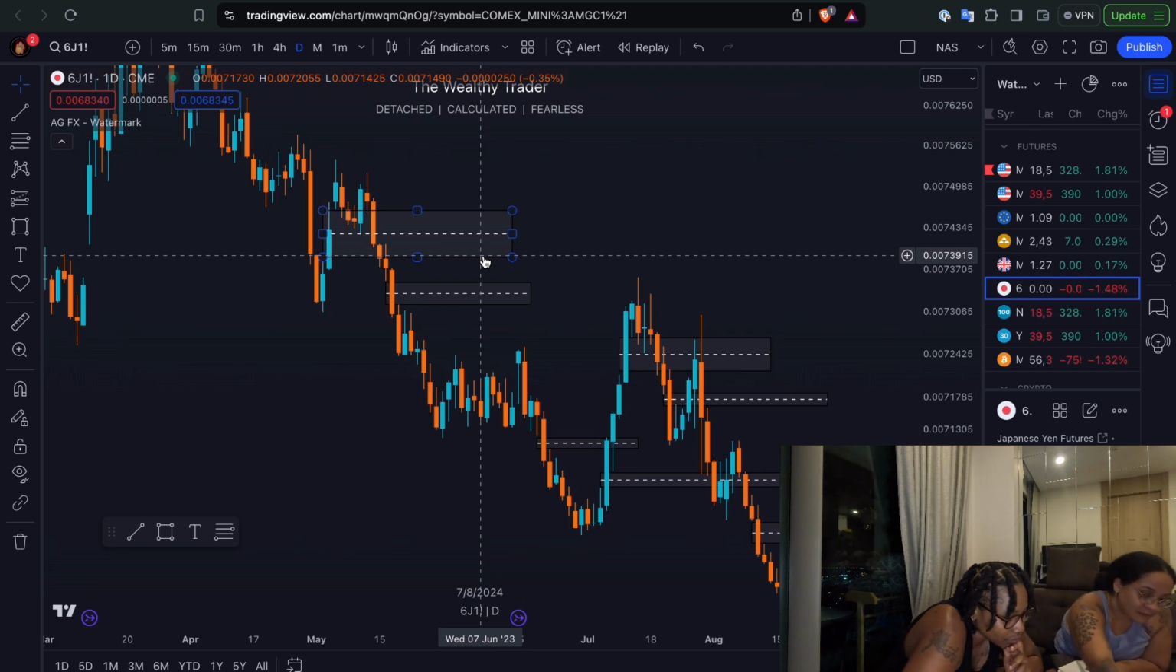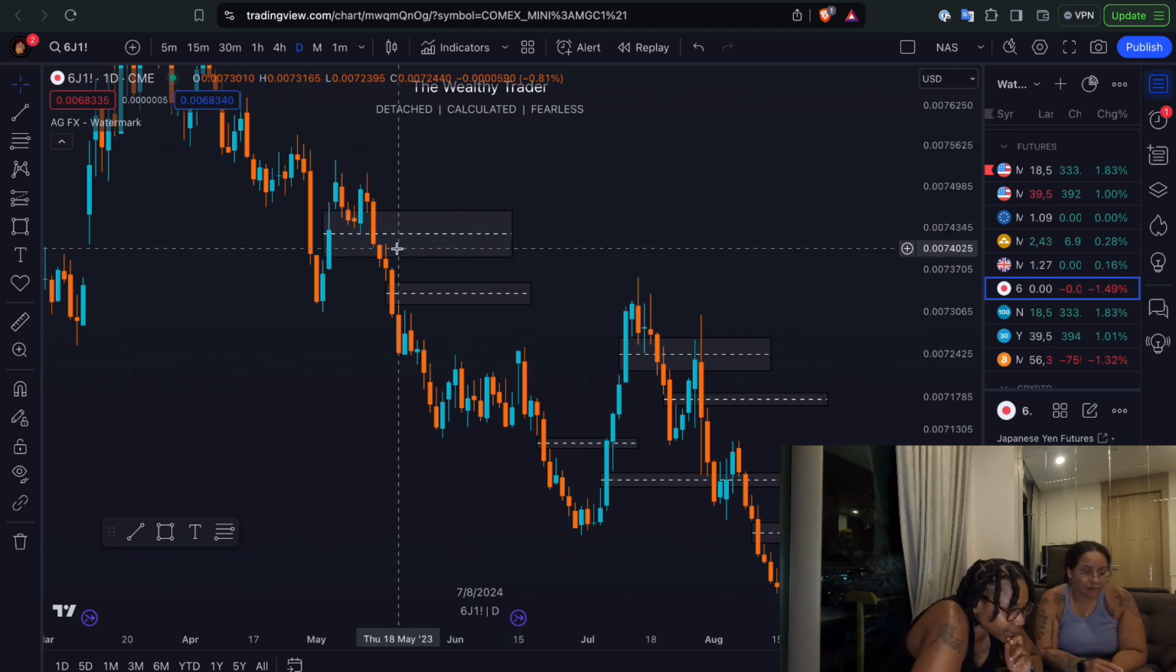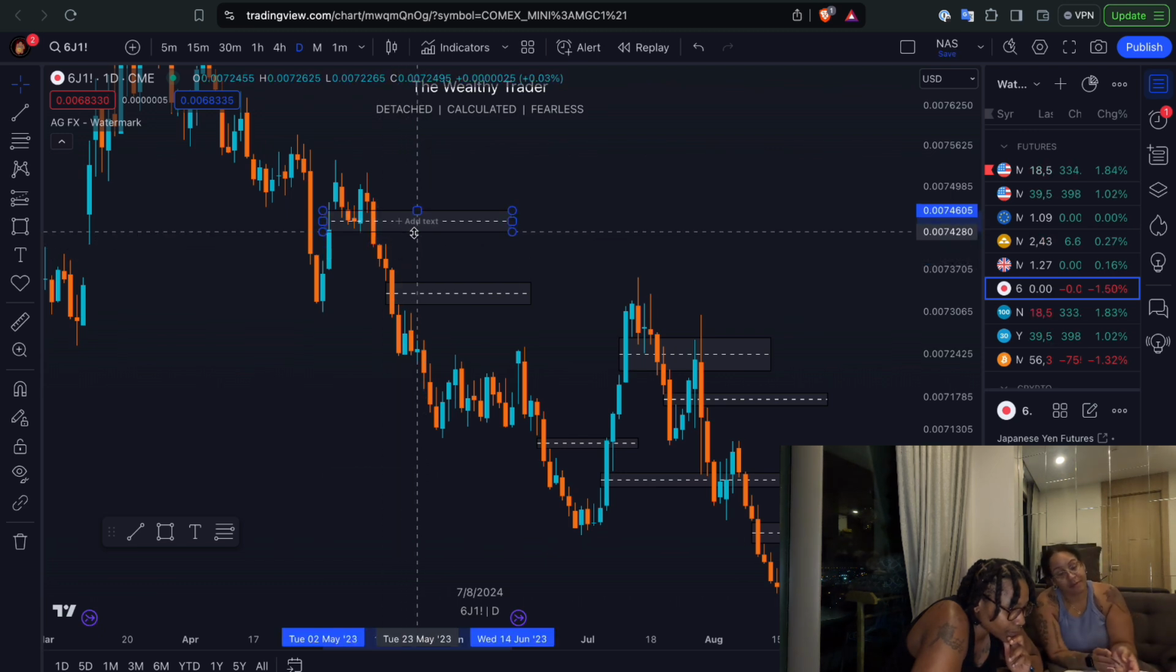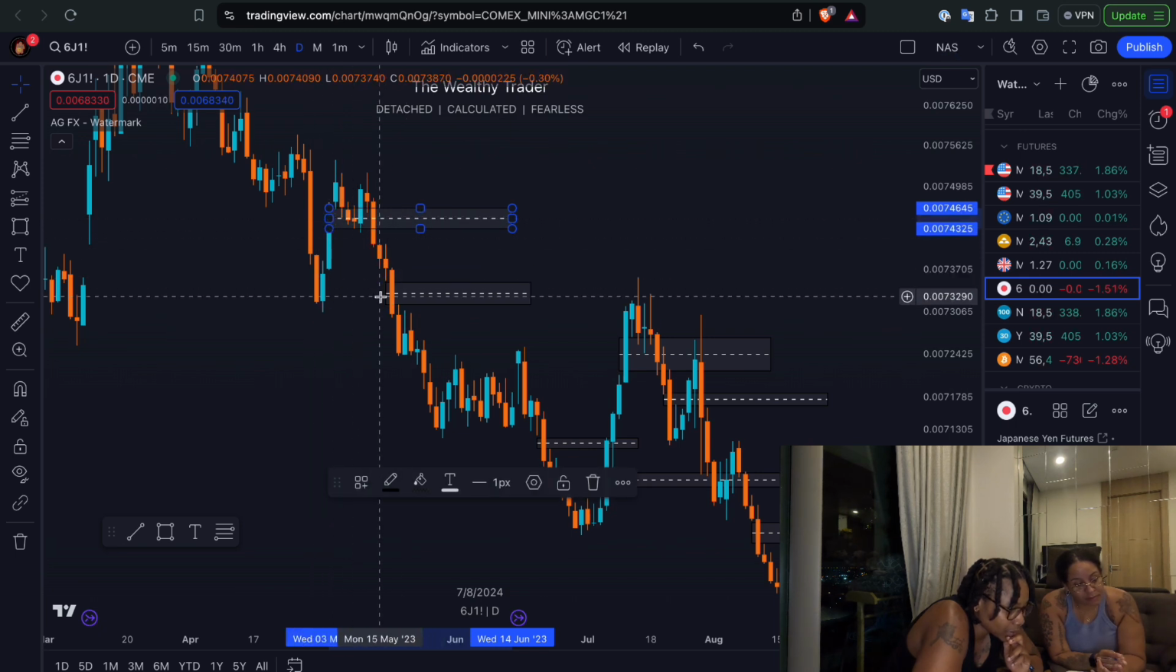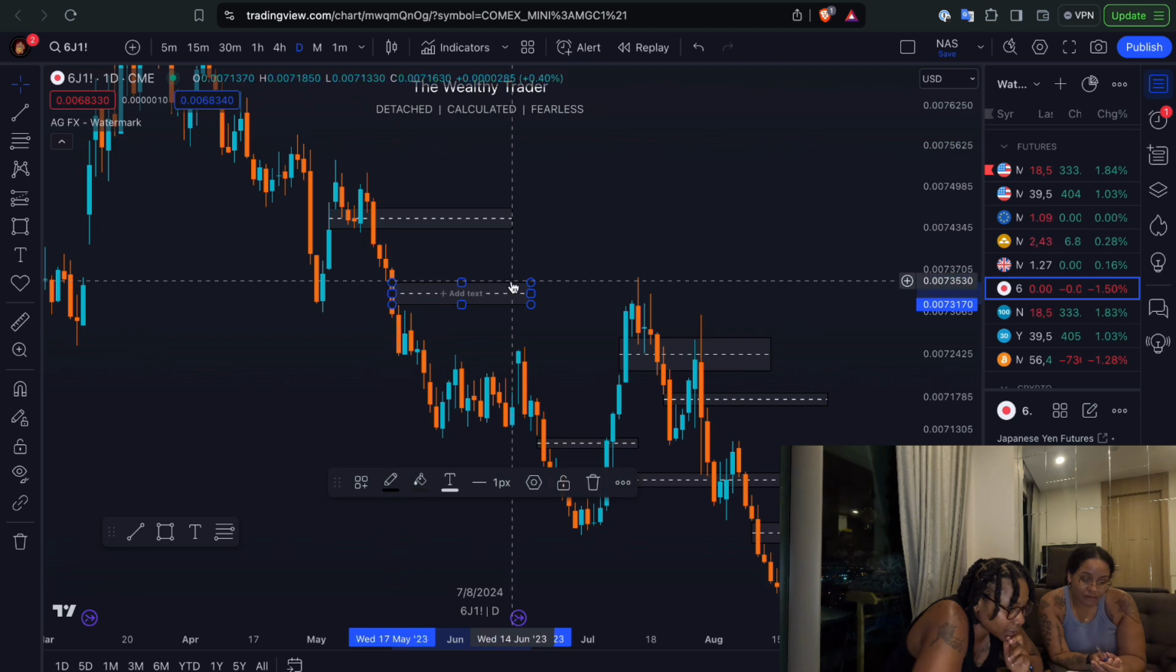Here. Well, that's more of a volume imbalance, only because it's wick to wick. But I see what you were saying. Let's see. Perfect. And look, let's draw them out.